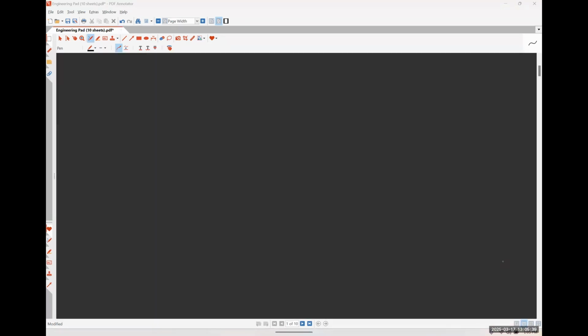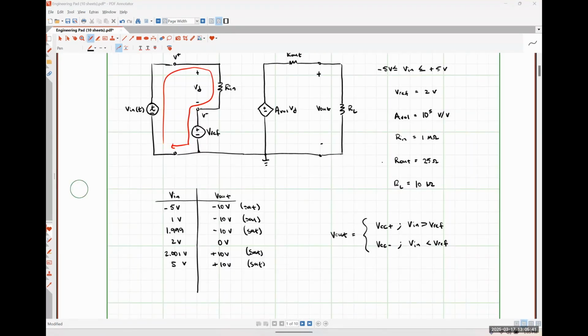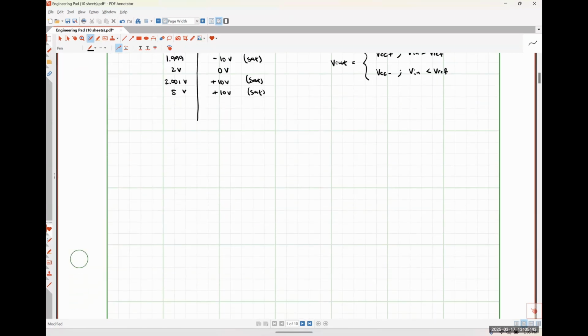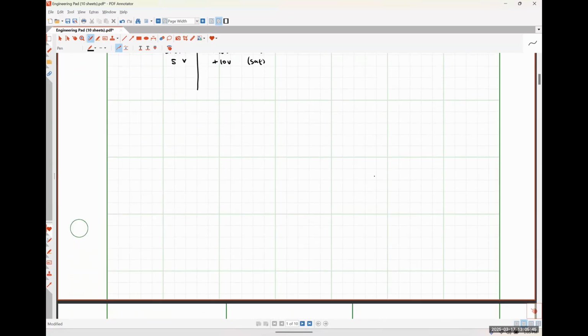So let's talk more formally then about the inverting comparator. We won't go through as much rigor of mapping everything out here because I don't think it's particularly useful.